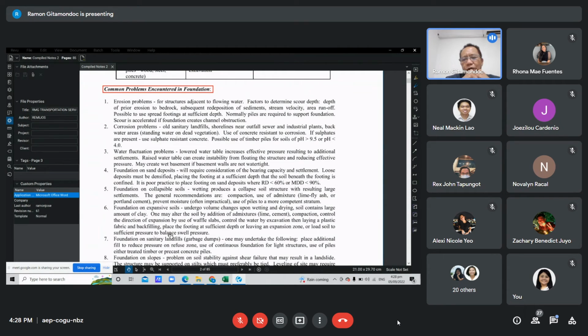Then sixth, you have foundation on expansive soil. The soil undergoes volume changes upon wetting and drying.